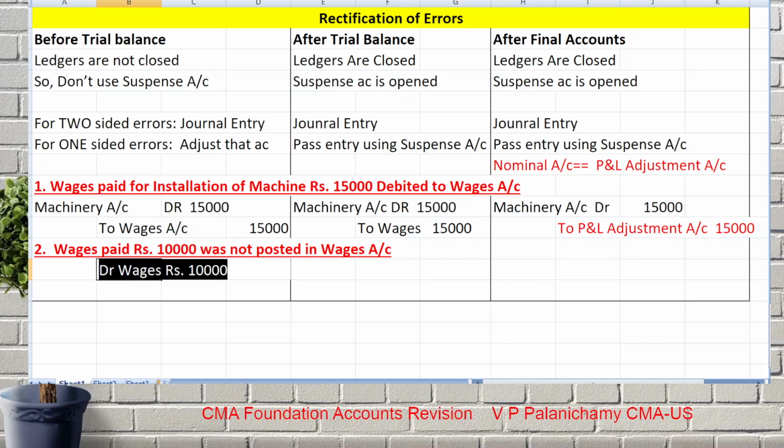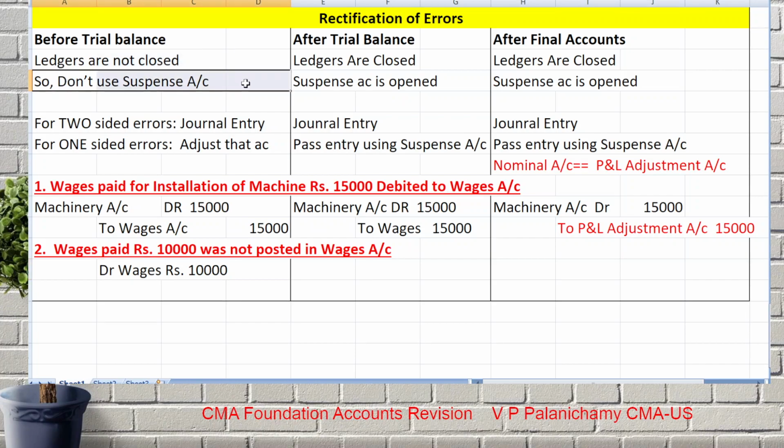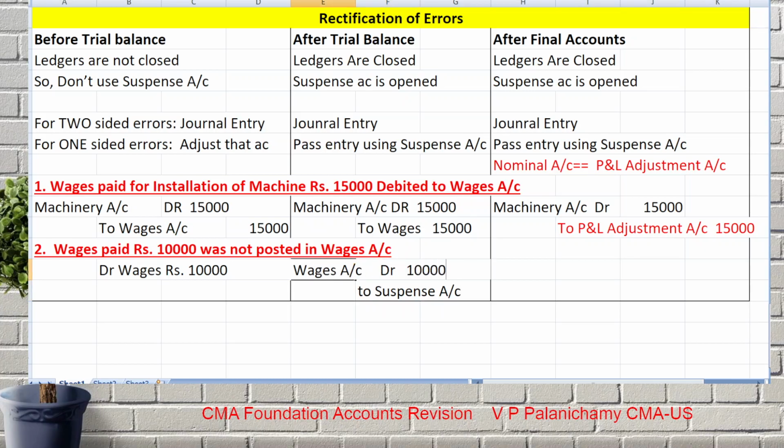Will you use suspense account? No. Why? Ledgers are not closed. The ledgers have not been closed, the trial balance is not prepared. So we will not use which account? Suspense account. Now after trial balance, what is the entry you will pass? Wages account debtor to which account? Suspense account. Amount? 10,000. Wages account debtor to suspense account 10,000.